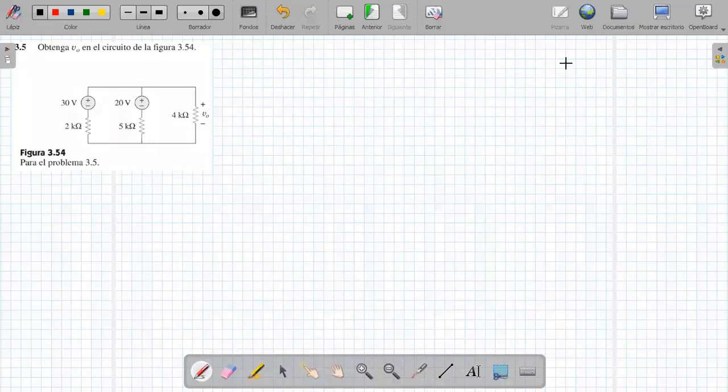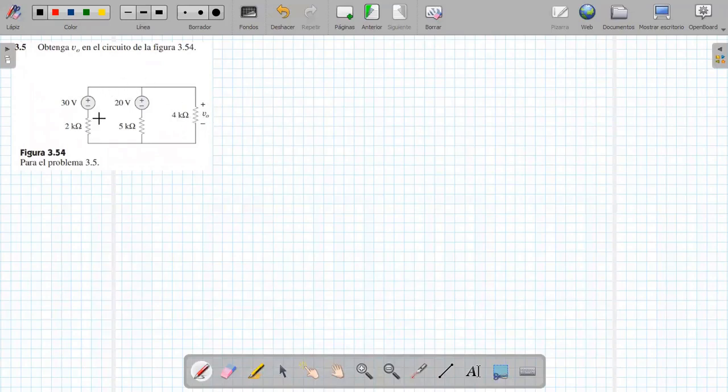Good morning, partner. Today we are going to solve exercise 3.5 from the Sadiku book Fundamentals of Electrical Circuits. The exercise asks me to determine the voltage V sub 0 that is previously marked here on this resistor.